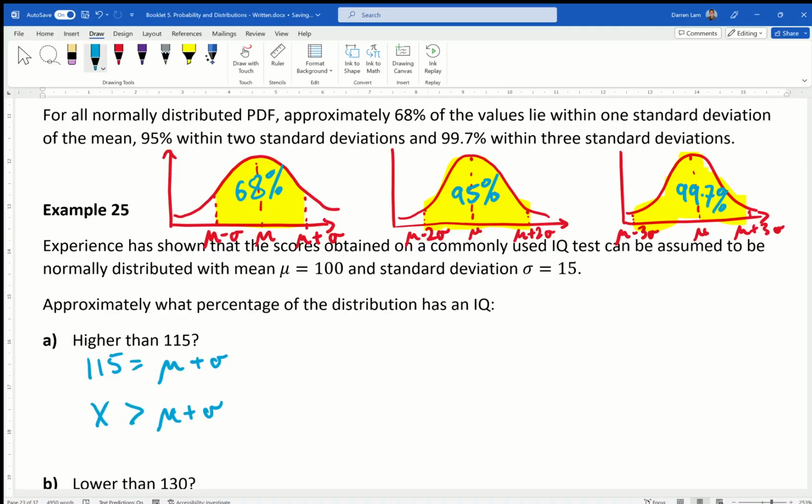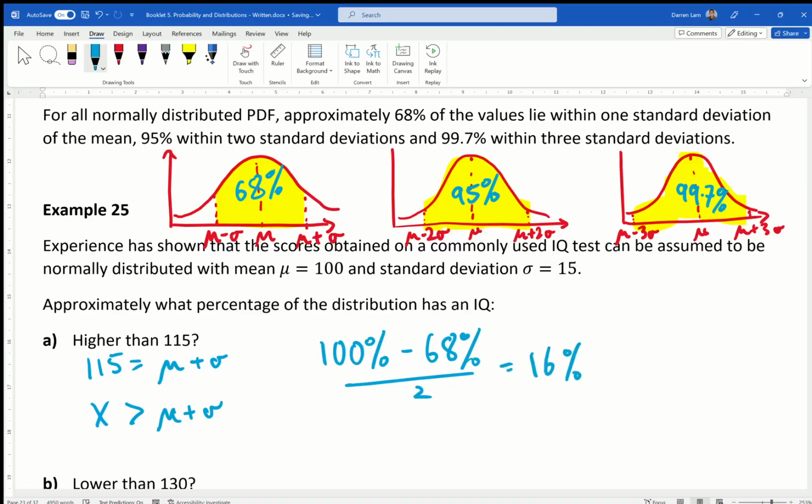So let's look at this. It's saying higher than 115. So really what I'm looking for is this section right here, higher than mu plus sigma. So how do I find that? Well, I know the whole thing's 100%. That makes sense. So 100% minus 68% divided by 2. That gives me 16%.